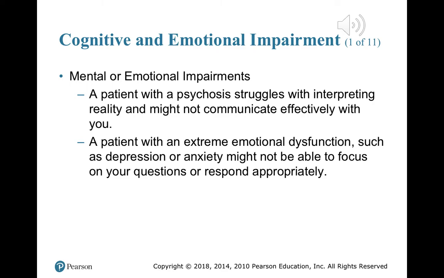Moving on, we're going to talk about cognitive and emotional impairment. Now, there are so many different mental impairments out there. Some of those might be psychosis, maybe some sort of developmental disabilities, or maybe even some brain injuries after a traumatic accident. There's a big span that we can be dealing with here.